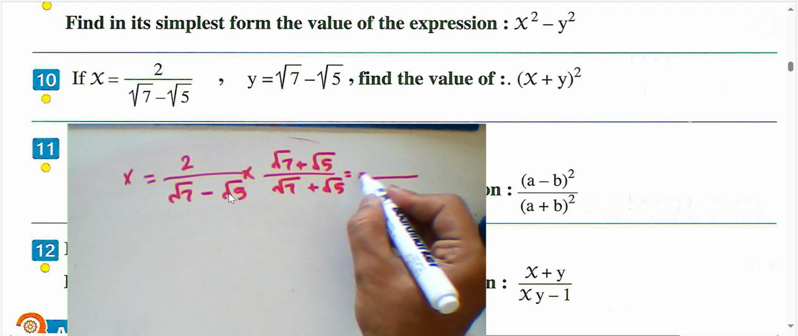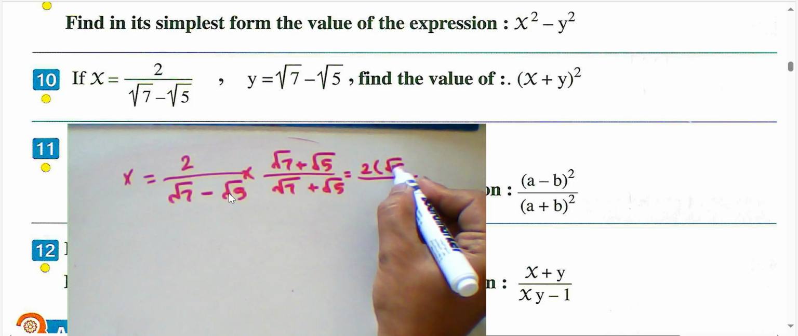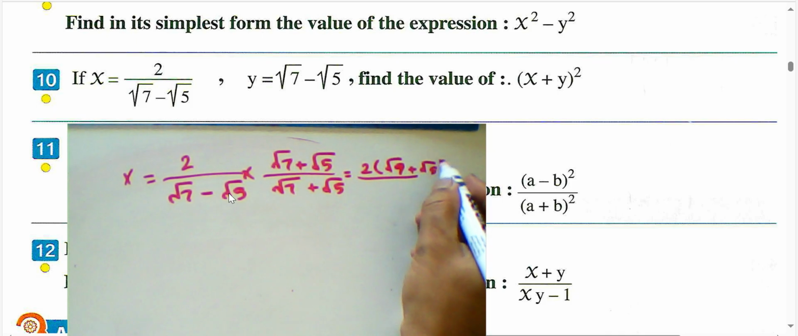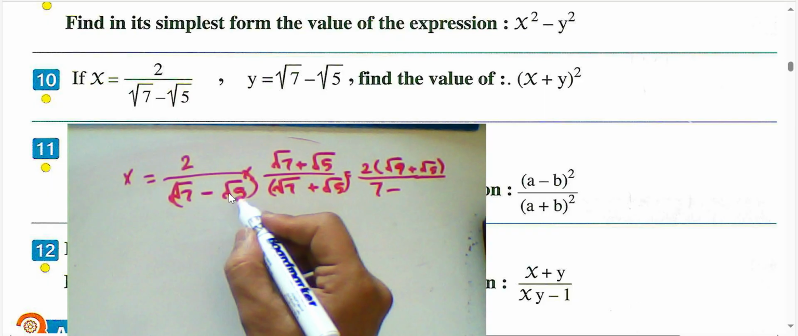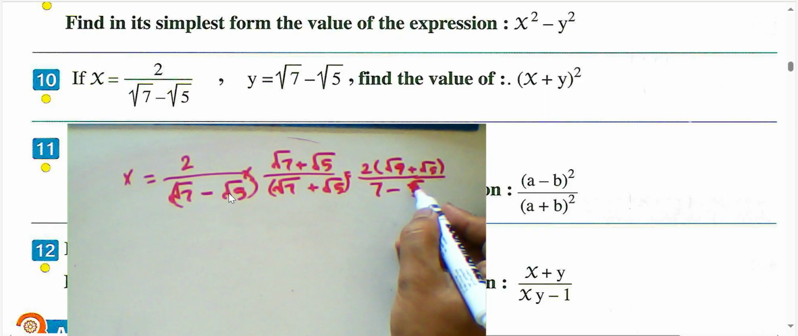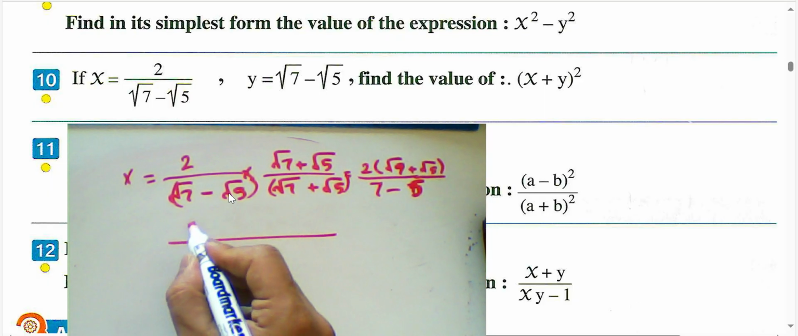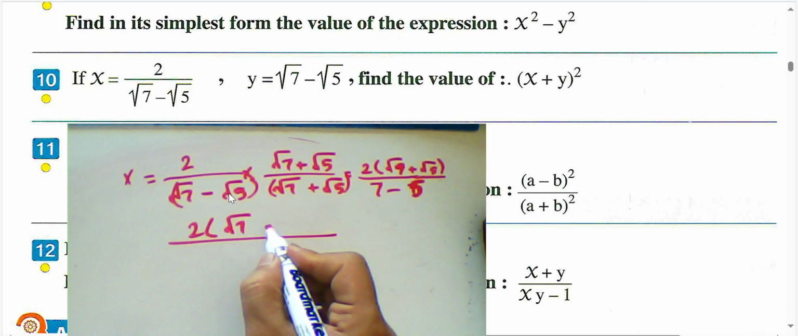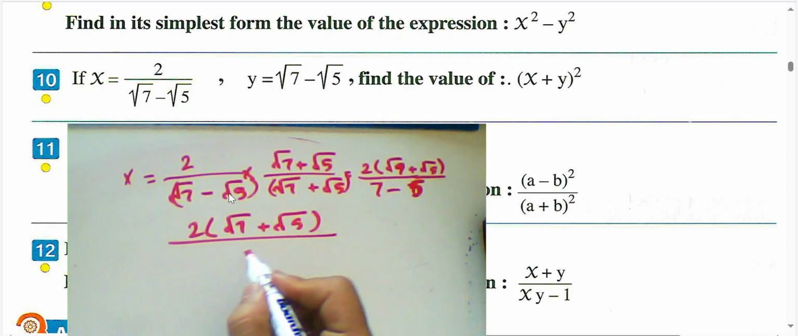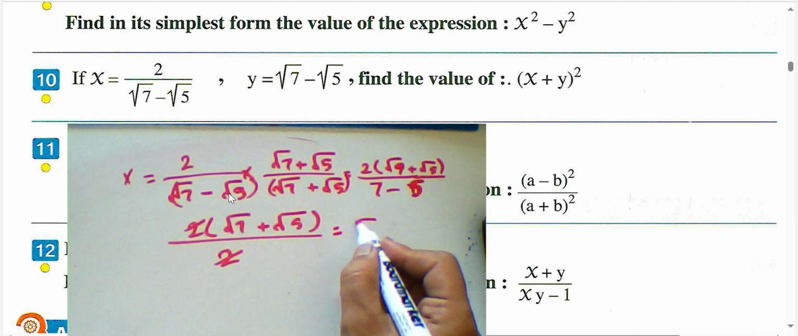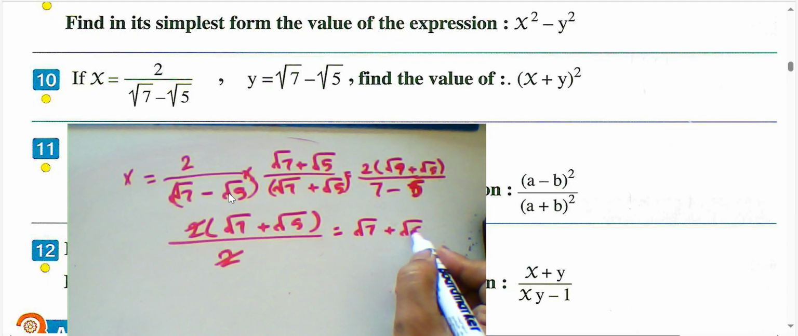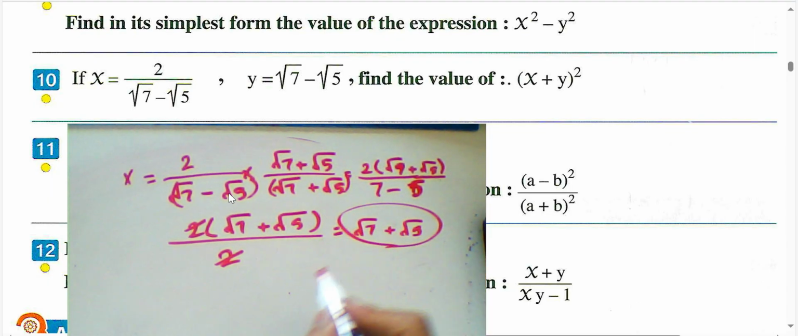Then you can write 2 outside, and root 7 plus root 5 over: root 7 times root 7 equals 7, root 5 times root 5 equals 5. Then the answer here, we can write 2 times (root 7 plus root 5) over 2. 2 divided by 2 is 1, and the result will be root 7 plus root 5. So this is the value of x.